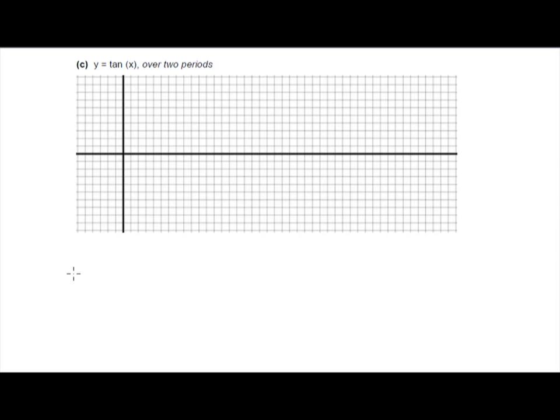This will be slightly different in terms of finding the period, because the period formula for tangent is just pi over b, as compared to sine and cosine with 2 pi over b as a formula for the period. So b is still the coefficient of x. So for y equals tangent x, the period is pi over 1, and the period is pi.